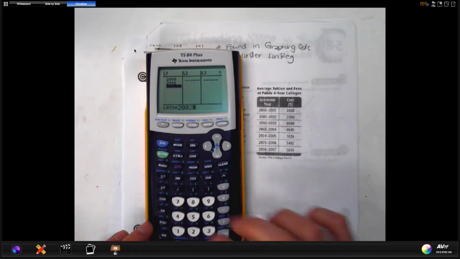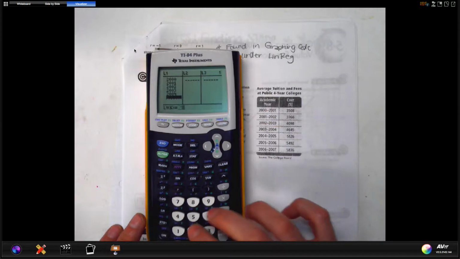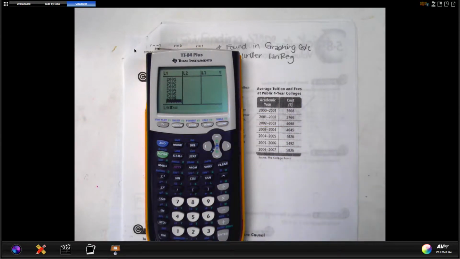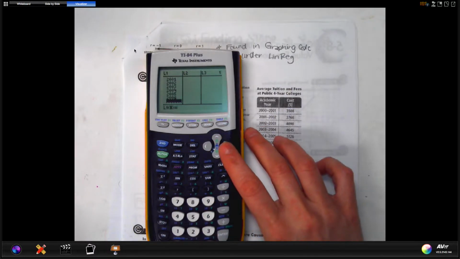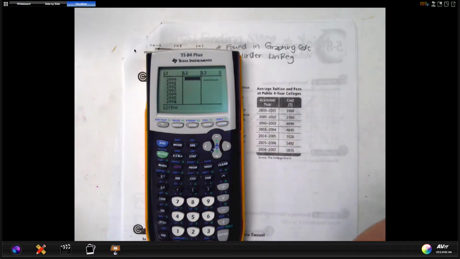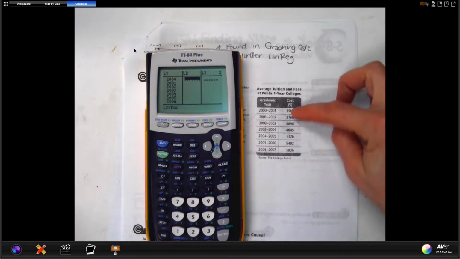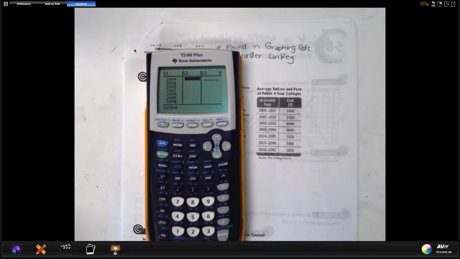2002, 2003, 2004, 2005, 2006. And you have to press enter after the 2006 or it will not go in there. Then we're going to enter the Y value data. So we want to click over to list 2. Okay, so once we click over to list 2, again, we're just going to enter the data given.